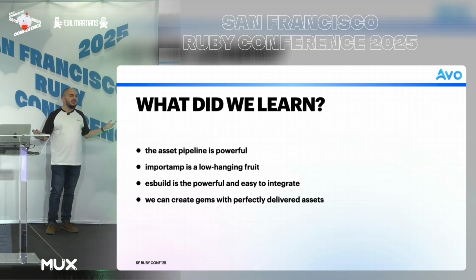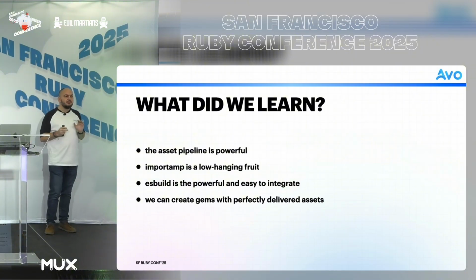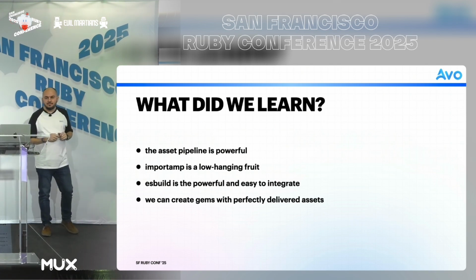So what did we learn? The asset pipeline is actually quite powerful and quite useful. Import maps is a very low-hanging fruit. esbuild is very, very powerful, and we can create gems with perfectly delivered assets if we want to. It's a little bit of a lift, but we can do that.